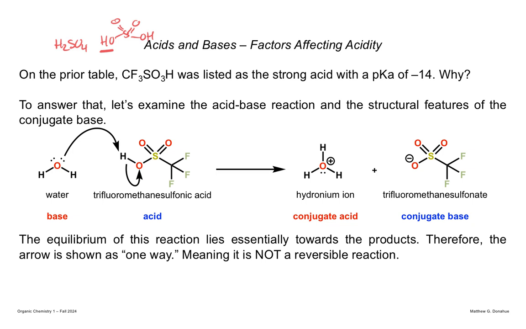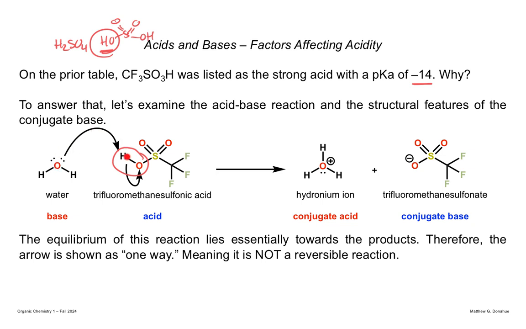But on the prior table, we saw this molecule called trifluoromethane sulfonic acid, and that has a pKa of -14. And so that's the strongest acid that we'll learn in this class. And that also has an OH. You can see right there, the sulfuric acid has OH. So why are those pKa values different? What affects that, again, is the structural features of the rest of the molecule.